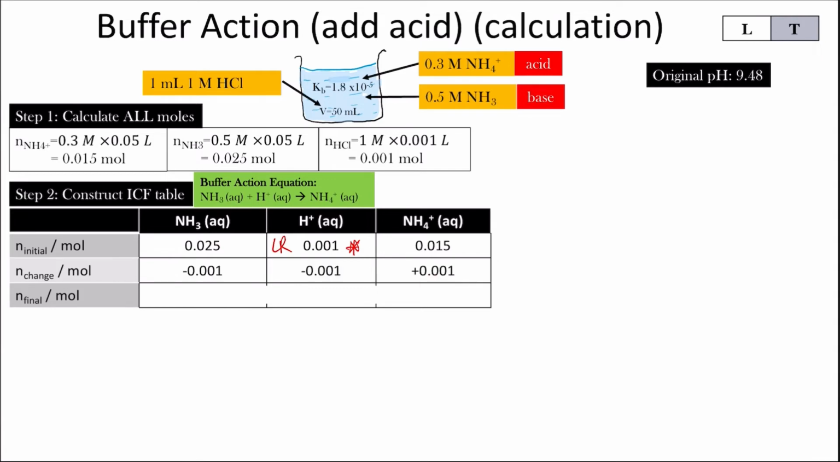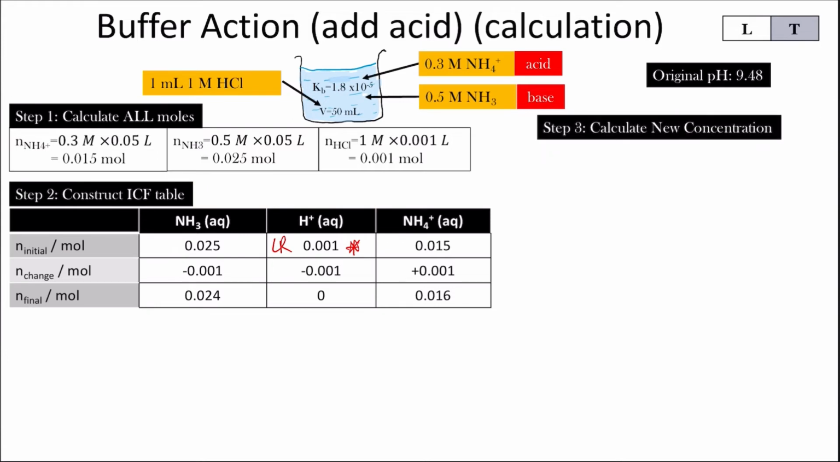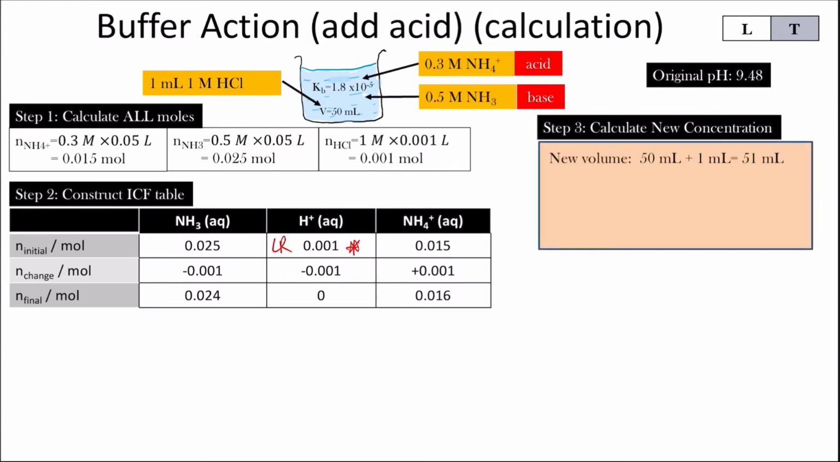And after that, you determine the N final. Tambah saja N initial tambah N change, awak akan dapat N final. And then once you got the N final, step 3 kita akan calculate the new concentration based on the new volume. So awak ada 51 ml for the new volume. After that, calculate the concentration of acid dan juga base awak yang baru.